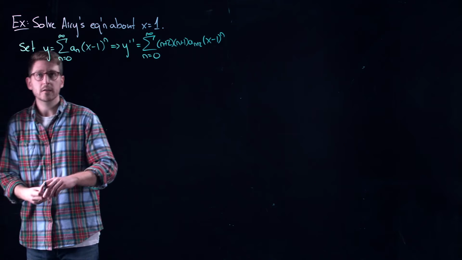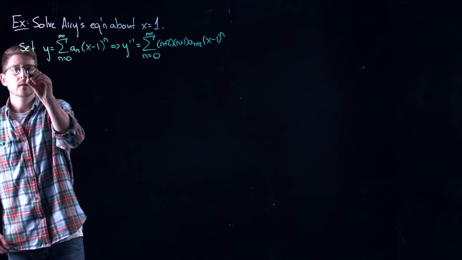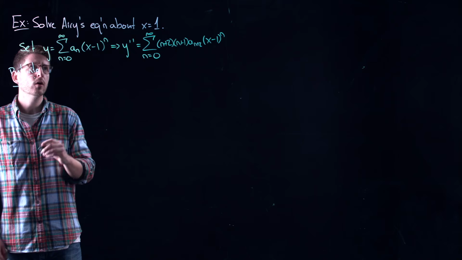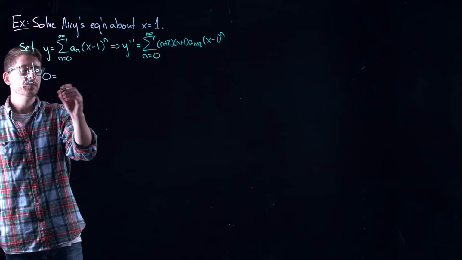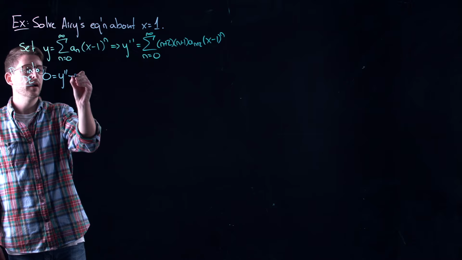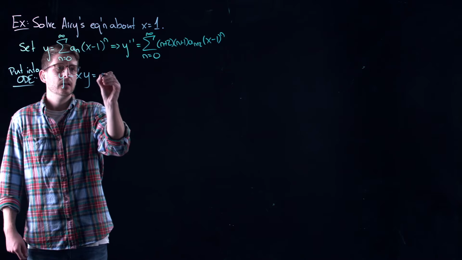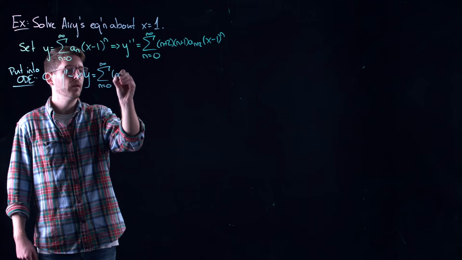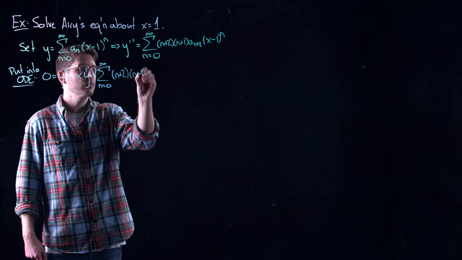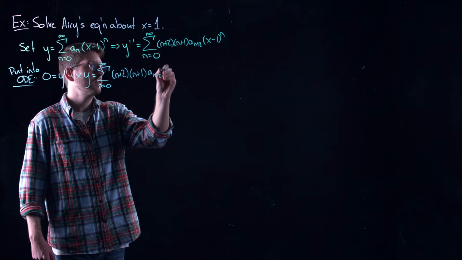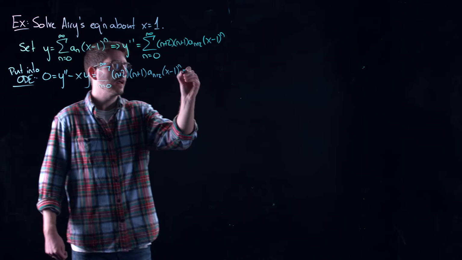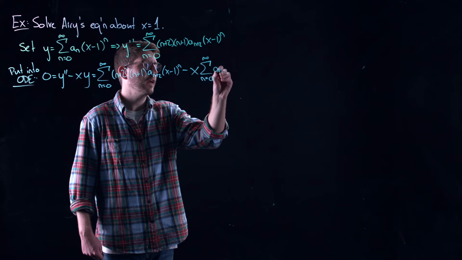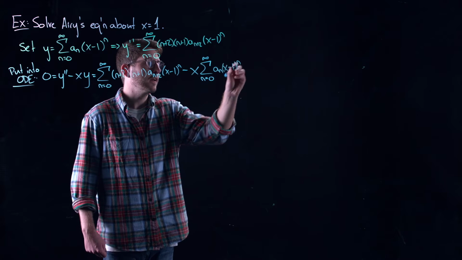Okay, let's put it into the ODE. So put into ODE, right? We see this over and over and over. We get a form: 0 is equal to, so first of all, y double prime minus x y. Now we can see where things are going to get weird. So the sum of (n plus 2)(n plus 1) a_(n plus 2) (x minus 1) to the n, now minus x times the sum from n equal to 0 to infinity of a_n (x minus 1) to the n.